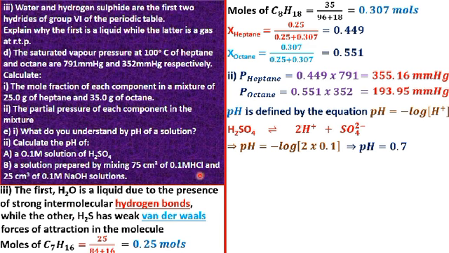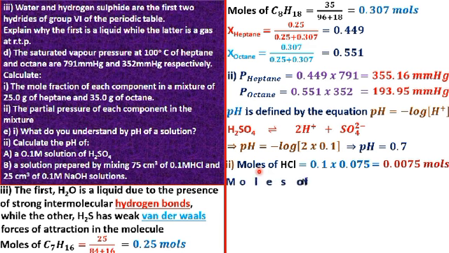Since we have the molarity of the two solutions, let's start by getting the moles. We start with the moles of HCl acid. Number of moles is given as molarity times volume. So the molarity of HCl is 0.1, and the volume is 75, but we need the volume to be in dm³. So we convert that, we have 0.075. Simplifying that gives us an answer of 0.007 moles.